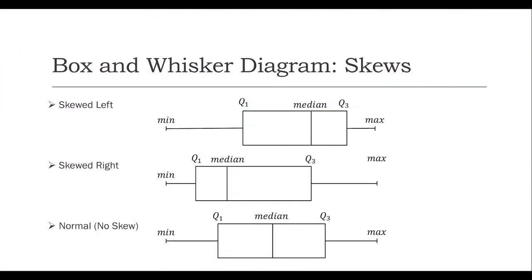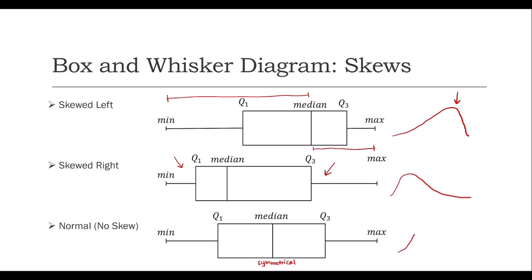You can tell how your data is skewed from a box and whisker diagram. If your data is skewed to the left, it looks kind of like this. There's more data points at the right. So the distance between your median and max will be smaller than the distance between your median and minimum. If it's skewed to the right, it would be the opposite of that. This side would be larger than this side. And then if it's normal, it'll be symmetrical. So there's no skew. So it would look like this.